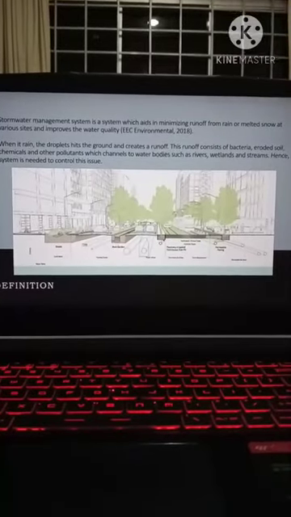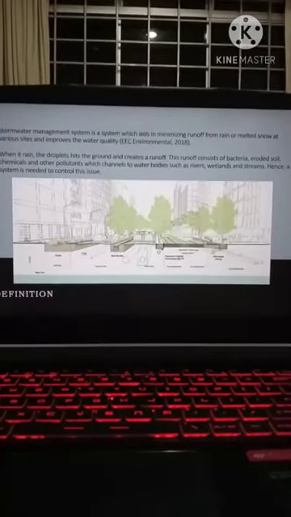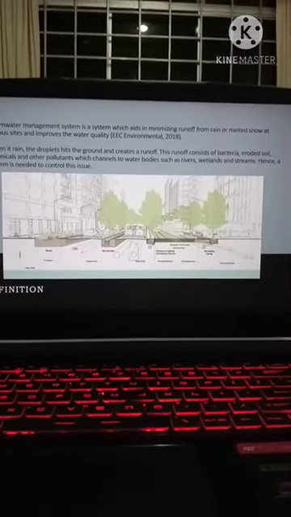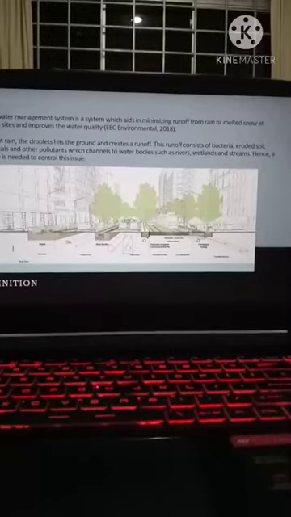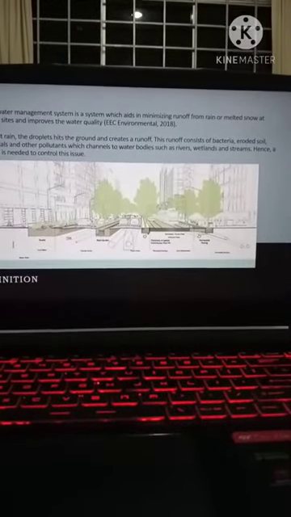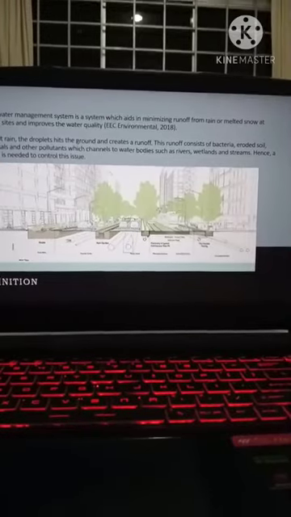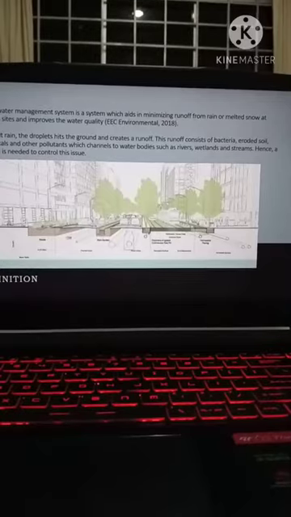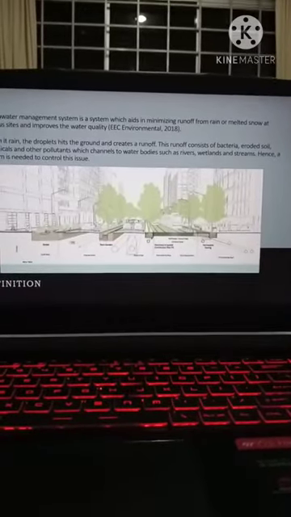Okay, now we would be wondering what a stormwater management system actually is. I would like to explain what the system is all about. So a stormwater management system is a system which aids in reducing runoff from rain or melted snow at various sites and improves the water quality. This is a definition given by the EEC environmental website in 2018.